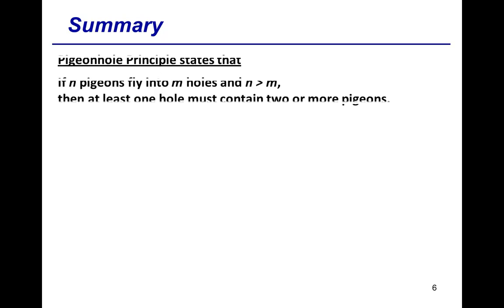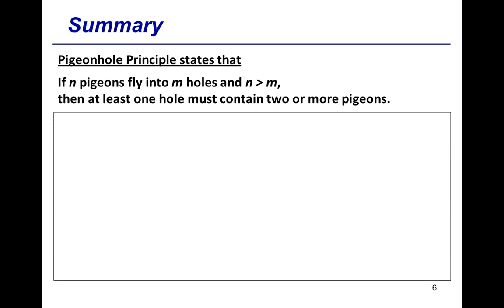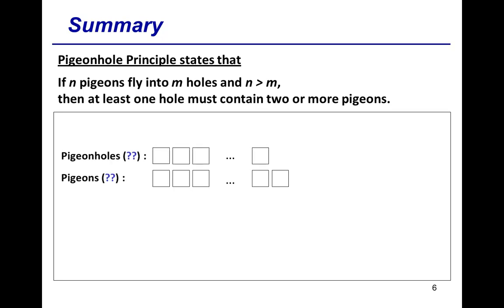In summary, the pigeonhole principle states that if n pigeons fly into m pigeonholes and n is greater than m, then at least one hole must contain 2 or more pigeons. When answering questions on the pigeonhole principle, you may consider the following. First, identify the pigeons and the pigeonholes. Depending on the type of question, the pigeonhole could simply be the attribute that is to be shared.